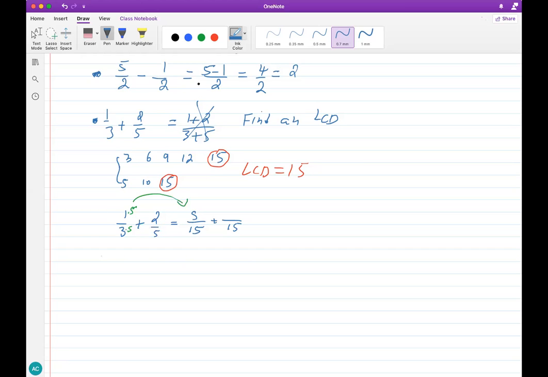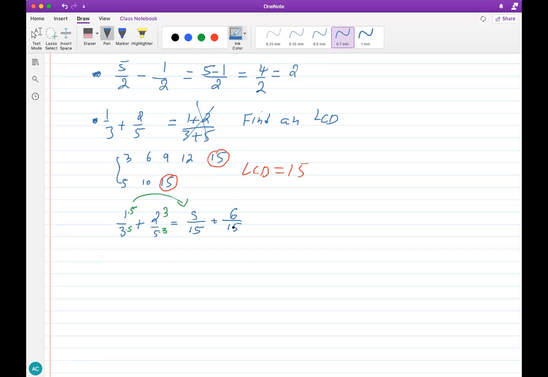Now we're going to go to the next one. We're going to try to do the same. We're going to turn this into an equivalent fraction with 15 instead of 5. So here, obviously, we're going to times by 3. That's right. And also 3. Okay, so it's 5 times 3, that's 15. That's exactly what we wanted. And here we have 2 times 3, that's 6.